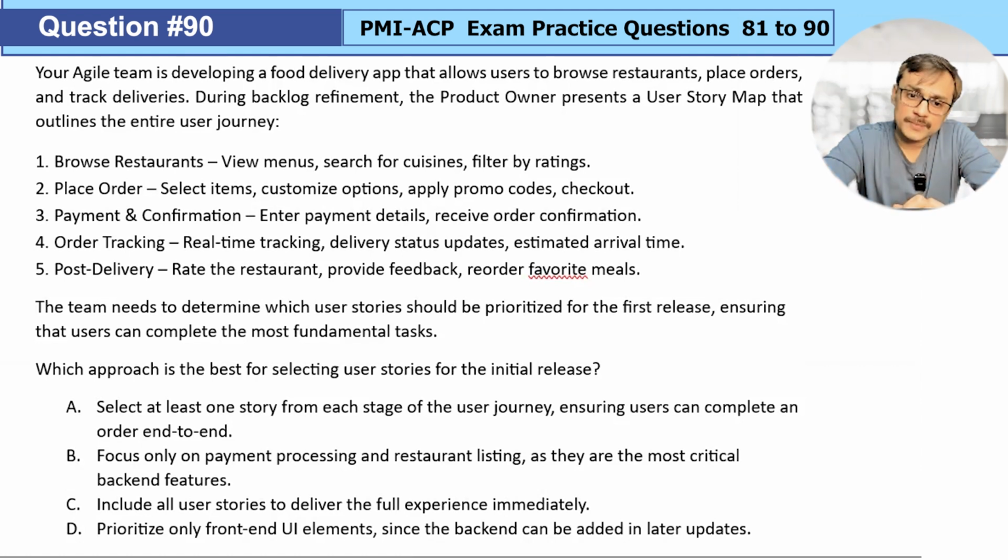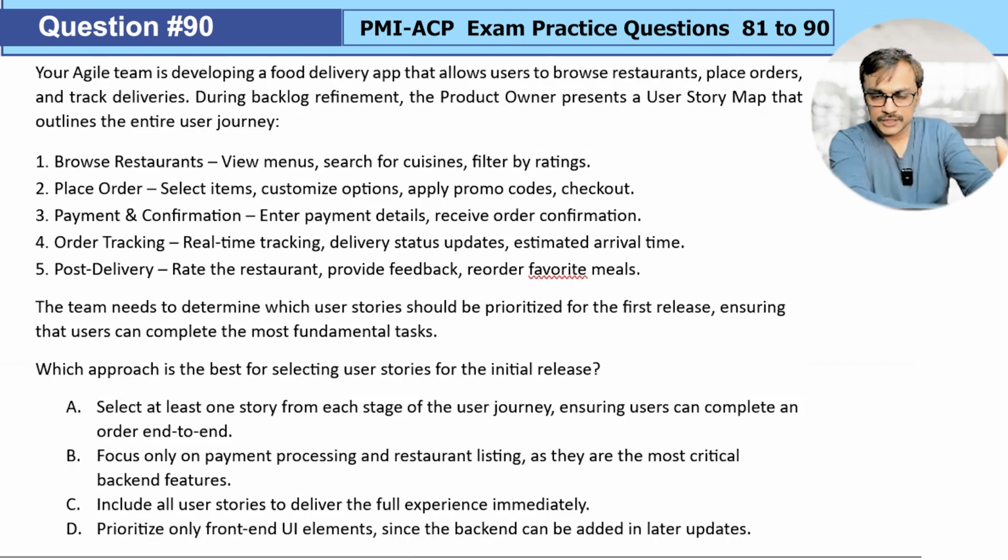The team needs to determine which user stories should be prioritized for the first release, ensuring that users can complete the most fundamental tasks. Okay, so we have a user story map given, and the question is asking which stories should go into the first release. I probably don't have to select those stories. Let's see what the options are.